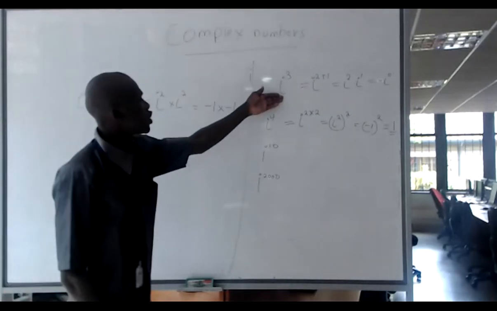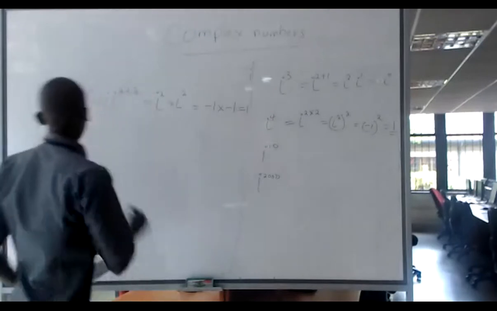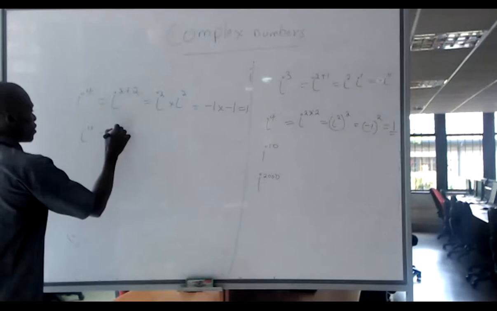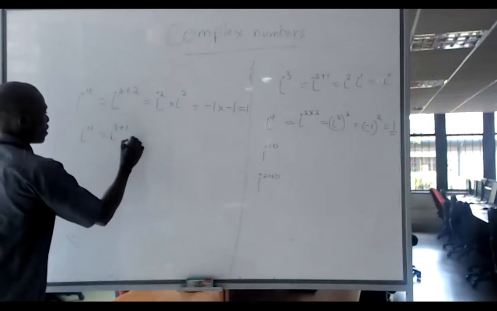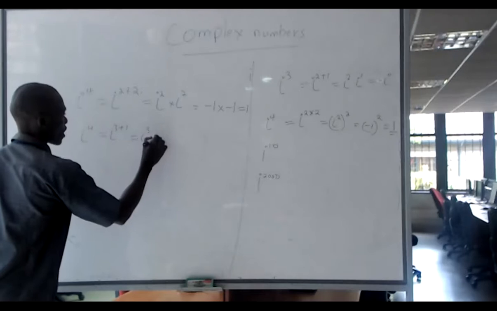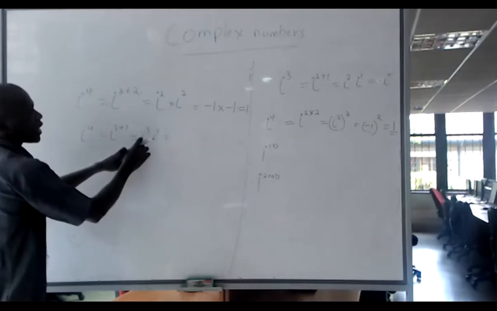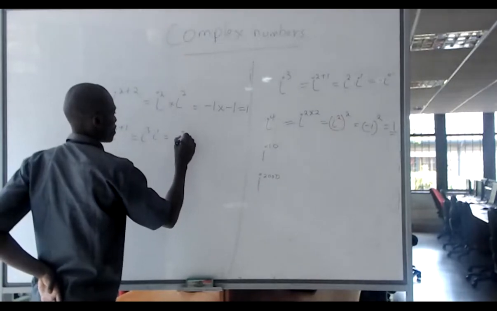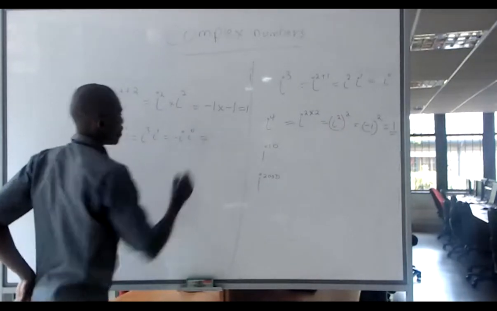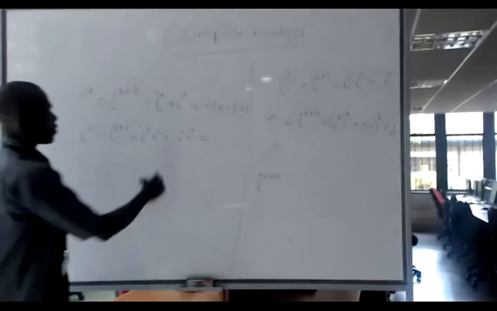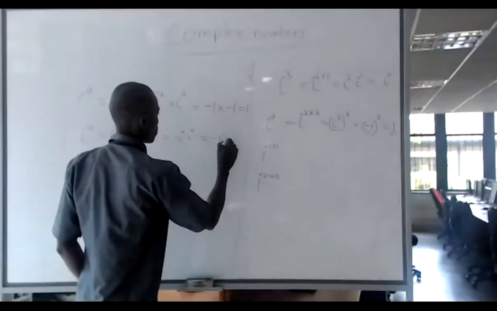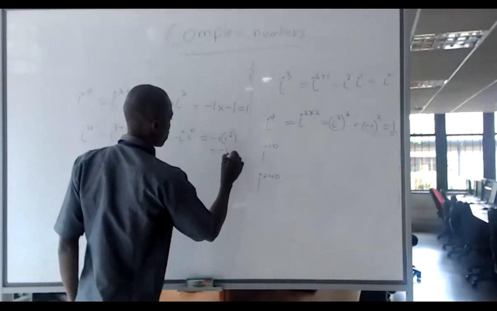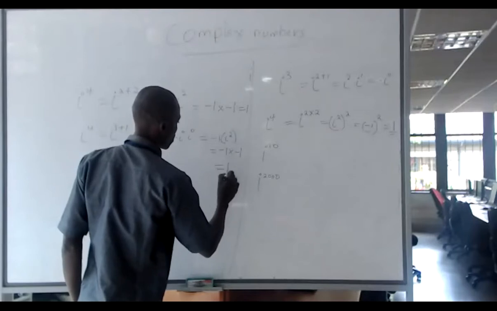Or because I know i cubed, I can write i to the 4 as i to the 3 plus 1, which is the same as i cubed times i to the 1. But I know that i cubed is negative i. So this will be negative i times i. And what is negative i times i? Of course, this is negative 1 times i squared. But I know i squared is negative 1. So this is negative 1 times negative 1, which gives me 1.